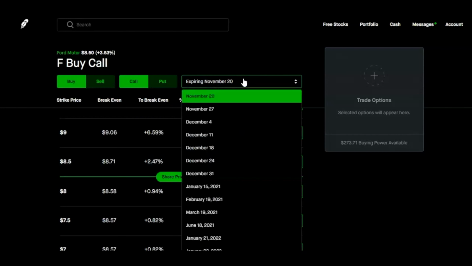But there's also different expiration dates, so you've got obviously weeks ahead, months, and even years. So these yearly ones are called long-term call options. But for right now, I'm going to talk about the shorter term ones because those are the cheaper ones.